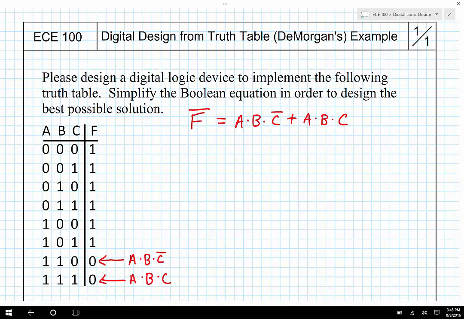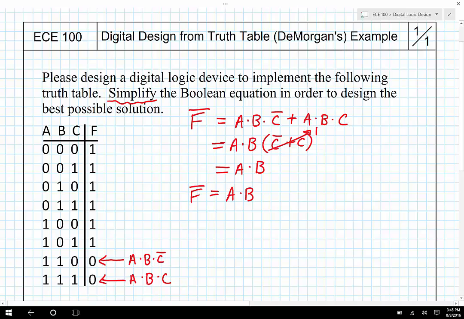But in this case, it said go ahead and simplify it. There's no part B where we redo it. I just want to do it one time. So let's factor A and B out of these terms. I end up with C bar or C. That just becomes 1. And A and B and 1 is just the same thing as A and B. So I can say that F bar is equal to A and B.